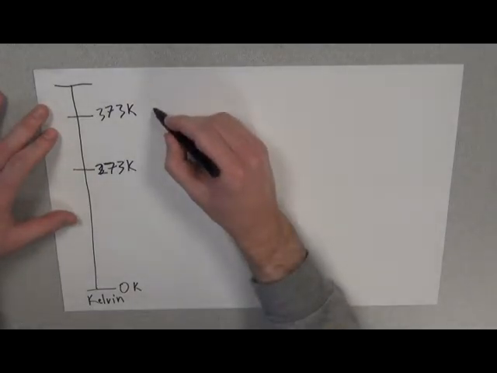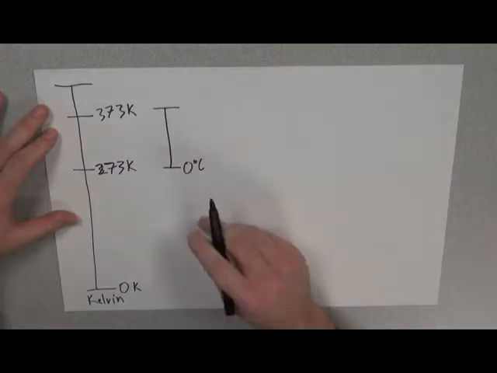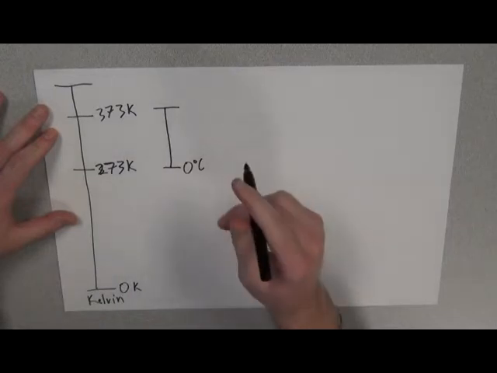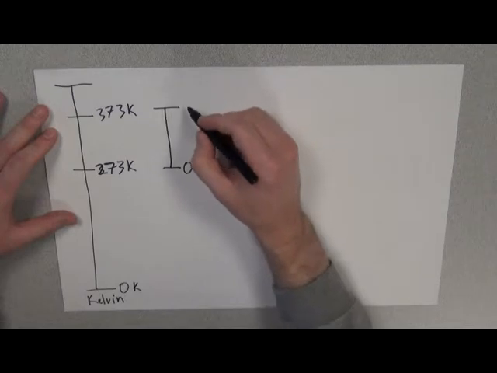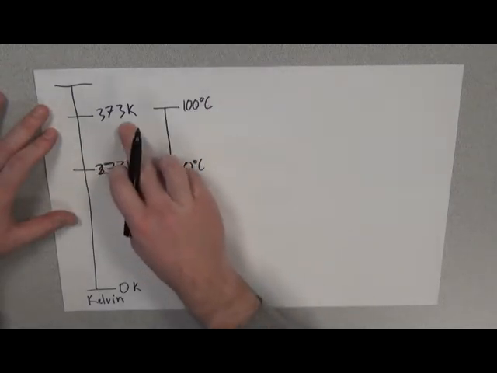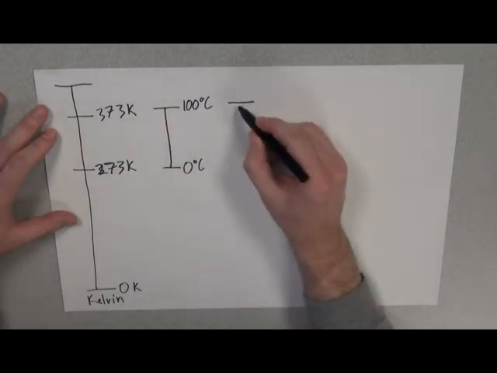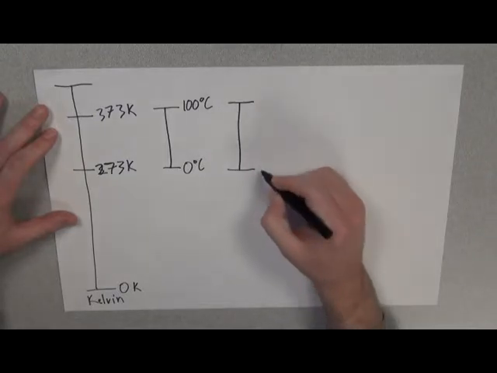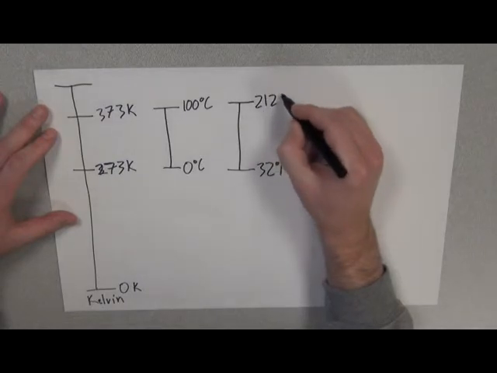If we want to talk about Celsius, 0 degrees Celsius is the same as 273 Kelvin. It's 273 and some change, but I don't worry about the decimals. And then 100 degrees Celsius is the same as 373 Kelvin. And then if we want to talk about Fahrenheit, for those of us that are in America, Fahrenheit is our usual scale of choice. So this is 32 degrees Fahrenheit and 212 degrees Fahrenheit.